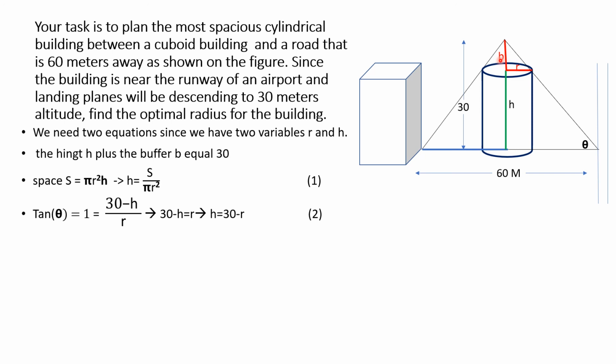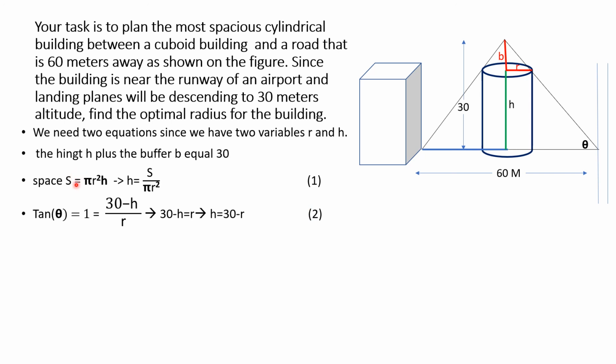But we can get B by subtracting H from 30. So 30 minus H divided by R is going to give us tan theta also. So we can say that 1 is equal to 30 minus H over R. And then we can cross multiply, and that will give us 30 minus H equal to R, and that implies H equal to 30 minus R. That's equation number 2.